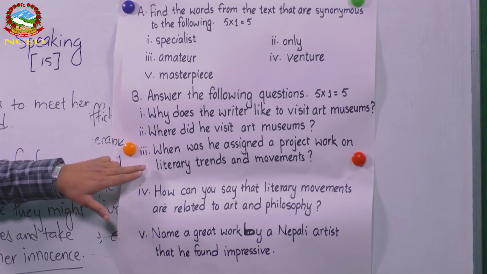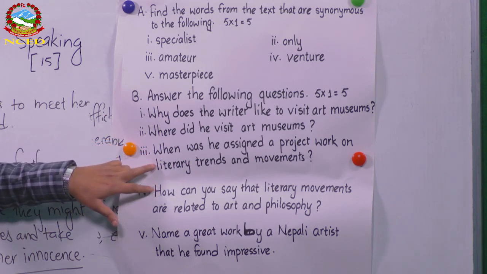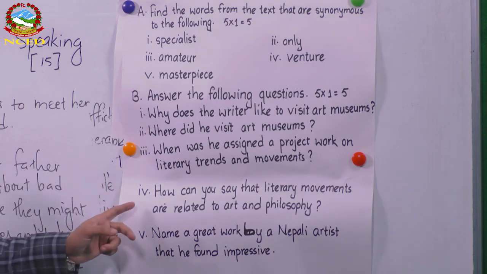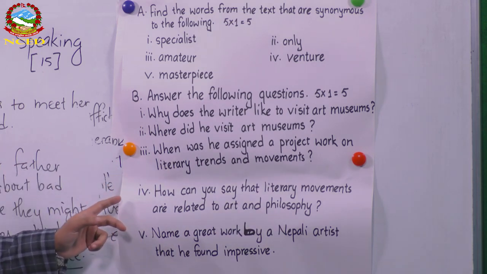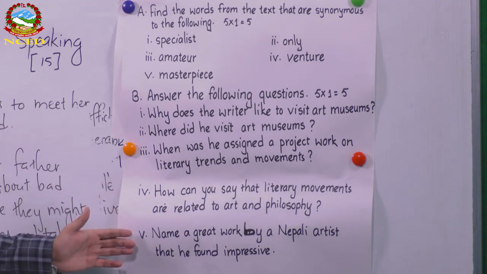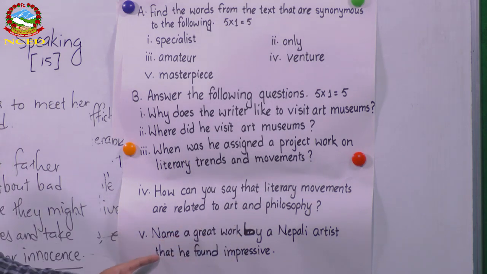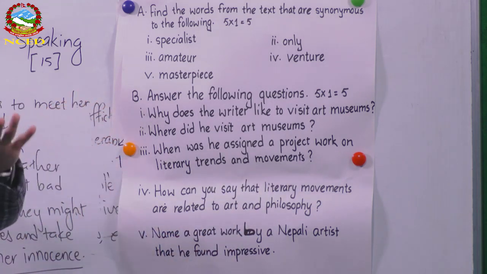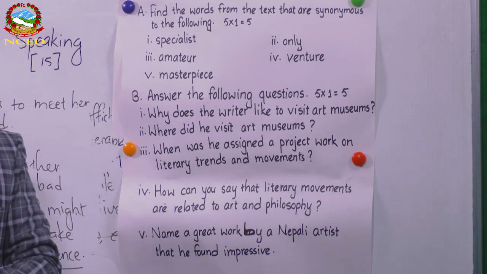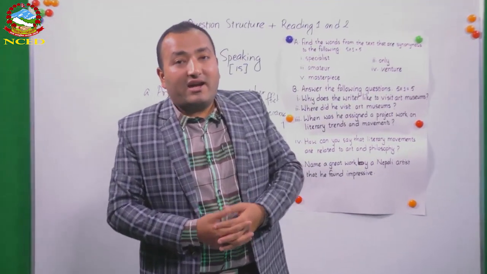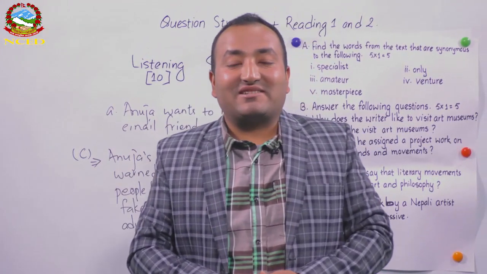When was he assigned a project work on literary trends and movements? So find out the answer for this. How can you say that literary movements are related to art and philosophy? And last one, name a great work by a Nepali artist that he found impressive. So please go through these questions and go through the text. Please do this, practice this, show it to your teacher, and you will improve your writing skills.